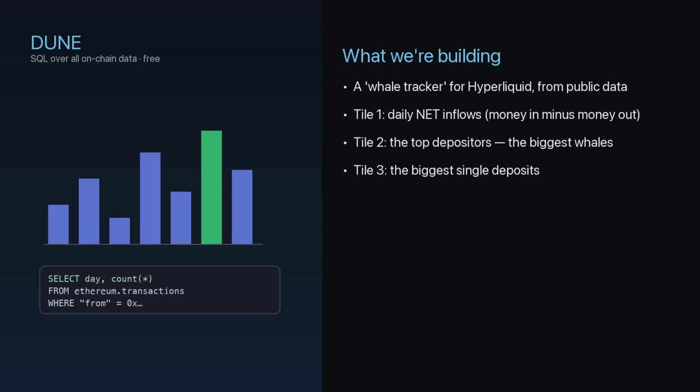Here's the plan. We'll build 3 tiles. 1, the daily net inflow, how much money moves into Hyperliquid each day minus what leaves. 2, a leaderboard of the top depositors, the wallets bridging in the most, your whale watch list. And 3, the single biggest deposits, the individual whale moves. One quick note, Hyperliquid's per trader profit and loss lives on its own chain and isn't free on Dune. But the money flowing in is completely public, and that's a powerful signal on its own.